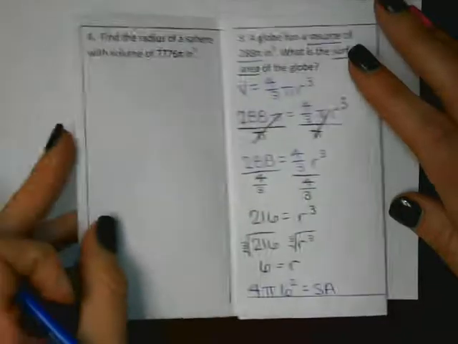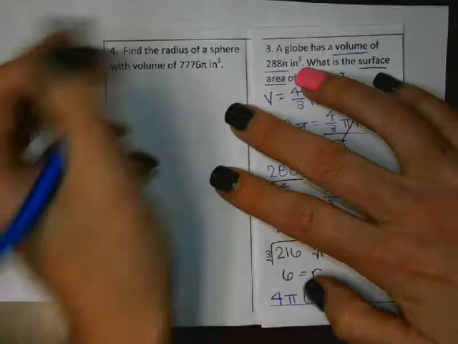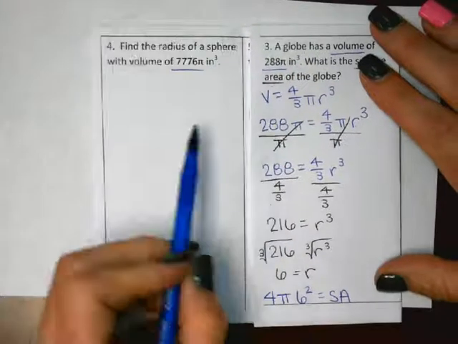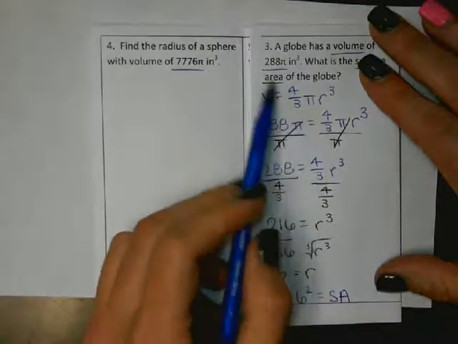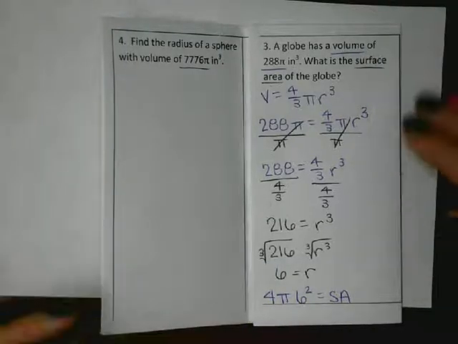All right, so number 4 says find the radius of a sphere if I'm given the volume. I'm going to leave this one for you. I want you to go back and work it just like number 3, only you don't even have to do the extra step with the surface area.